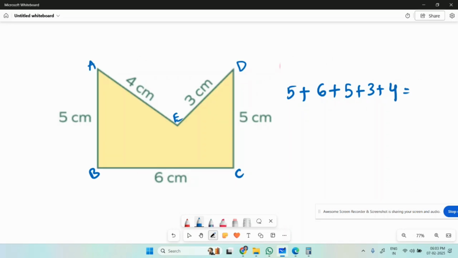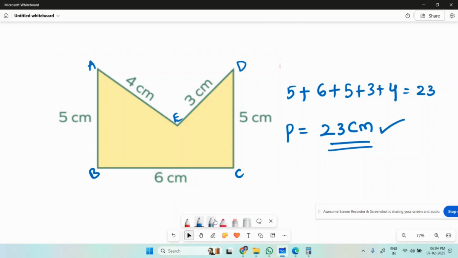Now let's add all the sides. 5 plus 6 is 11, 11 plus 5 is 16, 16 plus 3 is 19, 19 plus 4 is 23. So the sum of all the sides is 23. All the sides are in centimeters, so the perimeter units are also centimeters. The perimeter of the following shape is 23 centimeters. To find the perimeter of the shape, we added all the sides of the given shape.